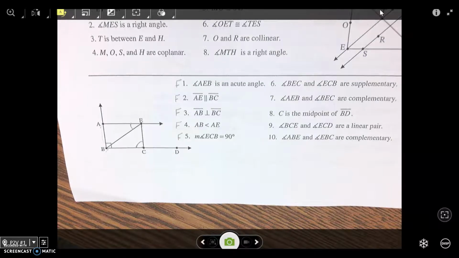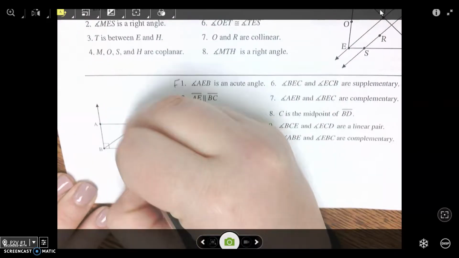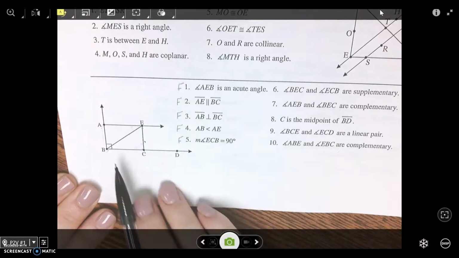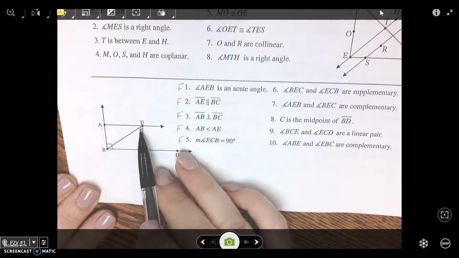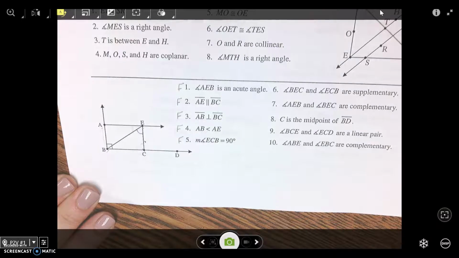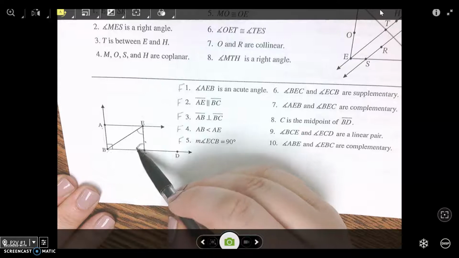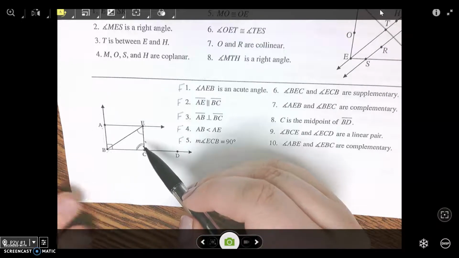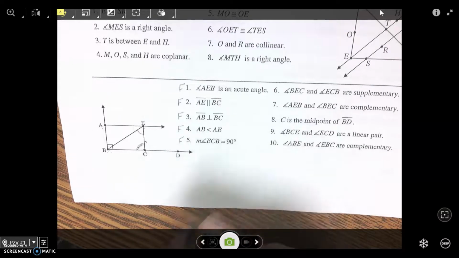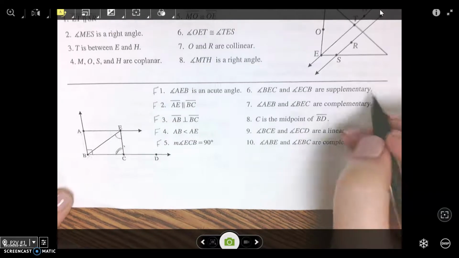Angle BEC and angle ECB are supplementary. So let's see where that's at. I'm going to erase my markings. So BEC, be here, and ECB, saying those two add up to 180. They could, but we really don't know. So I would put false here.